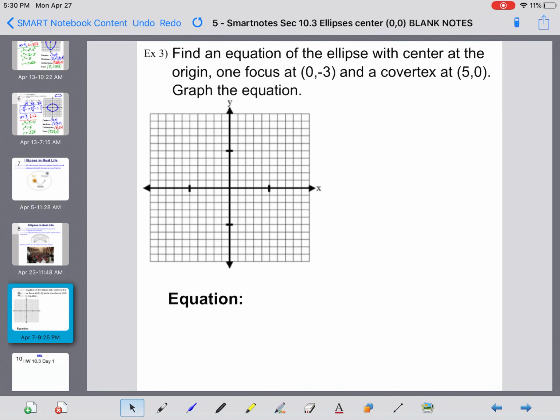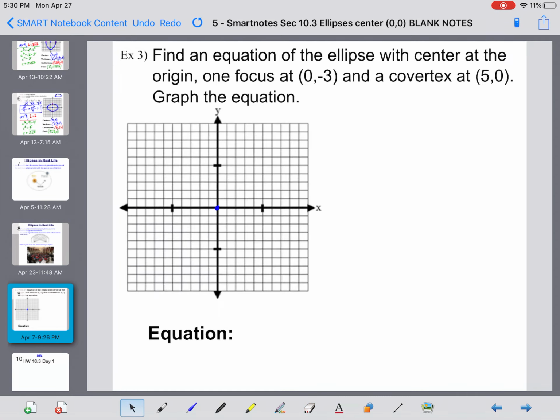Okay, let's do one where we're working backwards. There are going to be a few in the homework where I give you information like this and you have to work backwards. And there are going to be a few where you get the graph and you have to work backwards. It's the same skill though. So let's find the equation here. The center is at 0, 0, the origin, and that's going to be the case for all the graphs today.